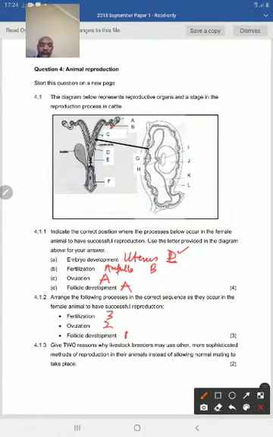Give 2 reasons why livestock breeders may use other more sophisticated methods of reproduction in their animals instead of allowing animals mating to take place. So instead of natural mating, they use AI to make sure that the breeding is fast, and also to increase the genetic material of superior animals.